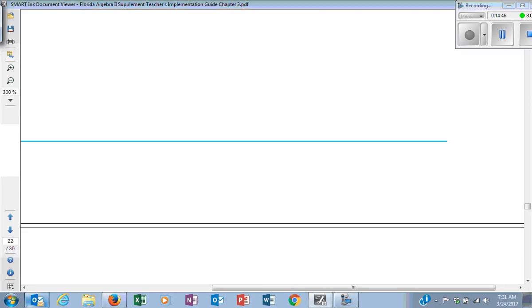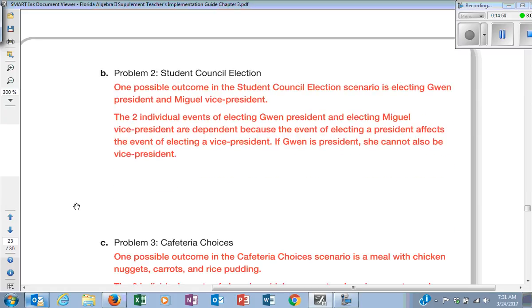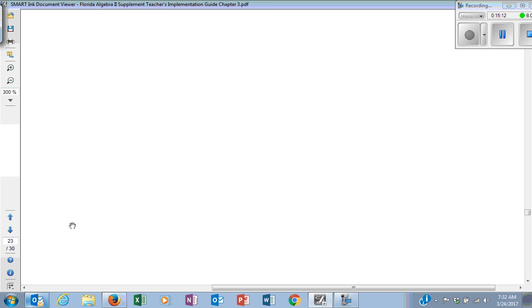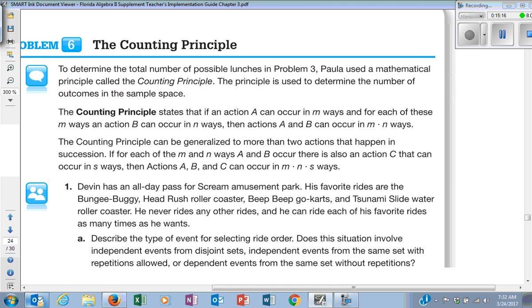All right, student council. The two individual events of electing Gwen president and electing Miguel vice president are dependent because the event of electing a president affects the event of electing a vice president. If Gwen is president, she cannot be vice president. So we talked about this already. You with me? Okay? So we've already done all these. We've already talked about that. All right, this one we've already kind of gone through.